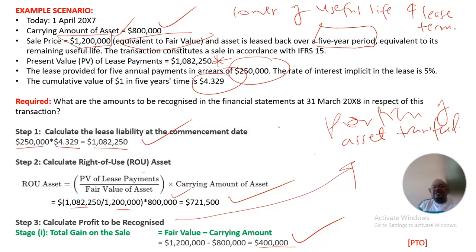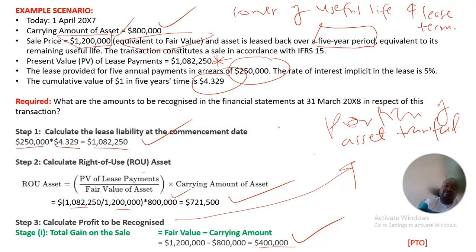In this case, we're told that the asset is going to be leased back for 5 years, equivalent to its remaining useful life. The examiners know that the standard is saying lower of, so he is just trying to simplify the problem for you. But in SBR, you need to lead yourself to know what is going on. If the useful life was 10 years and the lease term is 5 years, and you depreciate it over 10 years, you're going to fail. So this is a very serious issue.